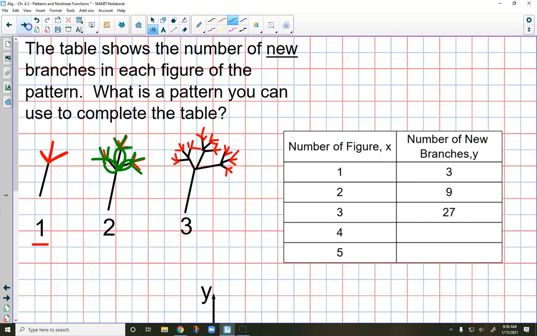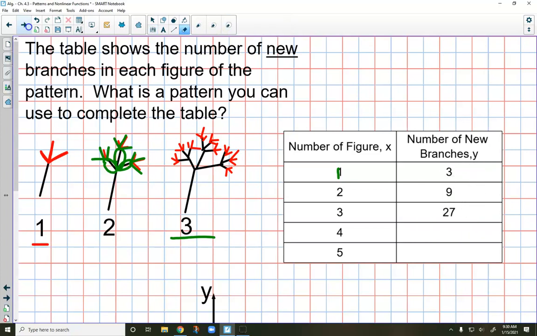Alright? So number of figures, right? We have 1. There were 3 new branches. 2, we added 9 new branches. 3, we counted all these red lines over here, these red branches, we'd have 27 total. We need to figure out how this is growing from step to step in the pattern, right? So we looked at common differences as one of the things, right? This would be a difference of 6. This is a difference of 18, okay? So there's no common difference.